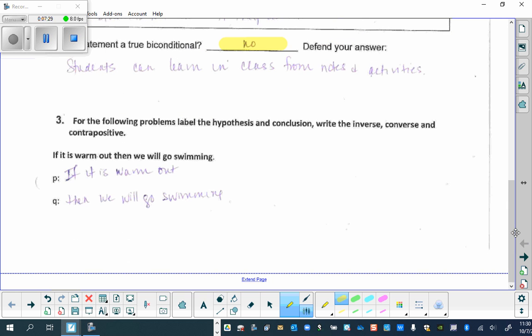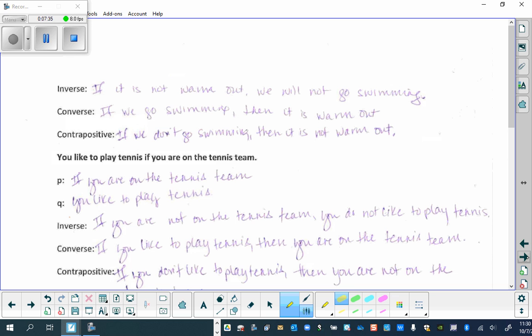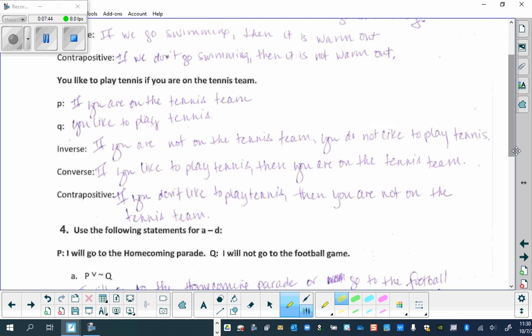Conditional statement. If it is warm, then we'll go out swimming. This one's very straightforward. If it's warm out, then we'll swim. Not warm, not swim. Go swimming, that's warm out. Not swim, not warm.